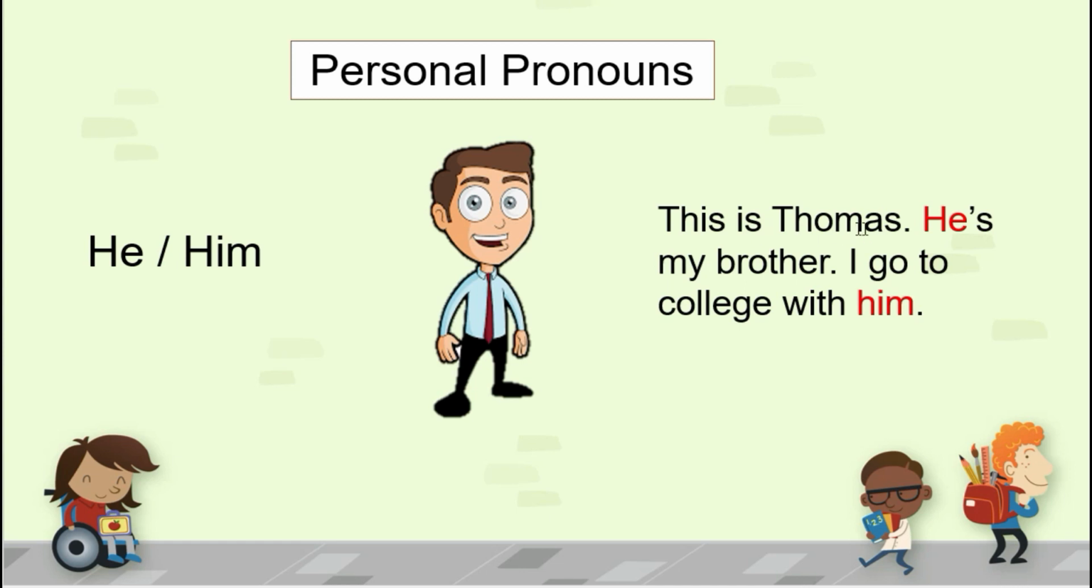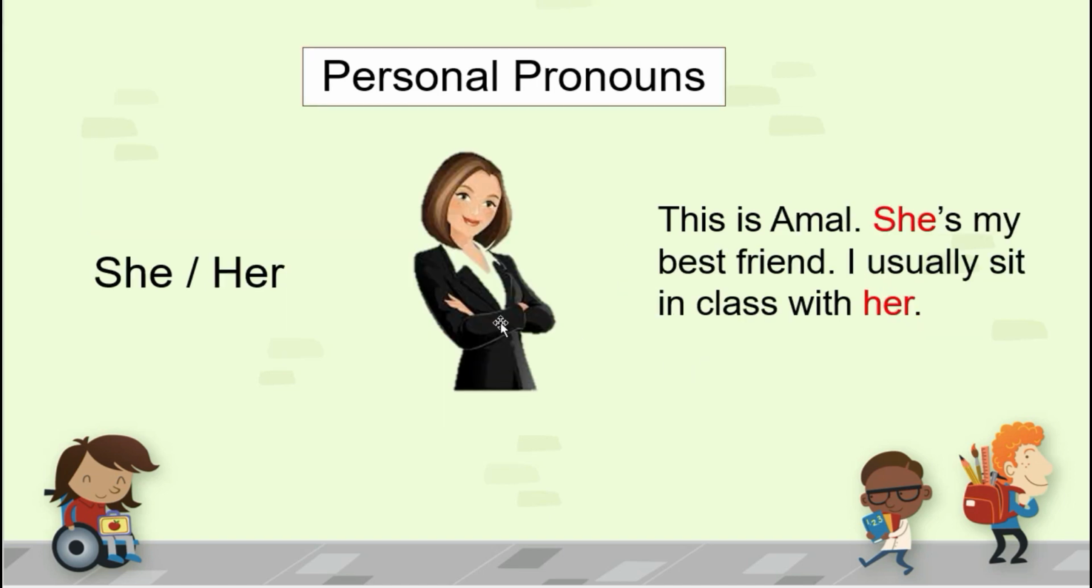Now let's take an instance with the subject he or object him. This is Thomas. He is my brother. I go to college with him. Now let's look into another instance, she or her. This is Amal. She is my best friend. I usually sit in class with her.